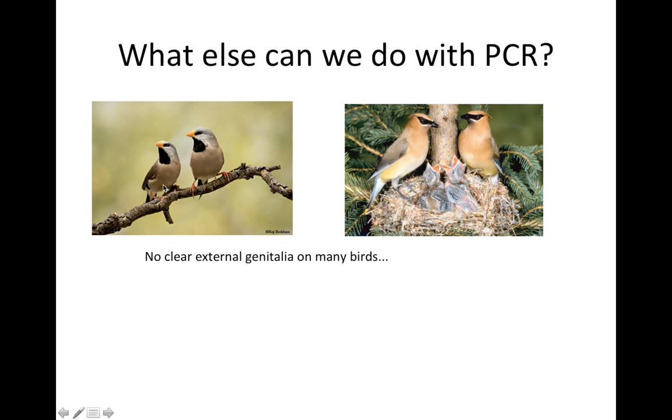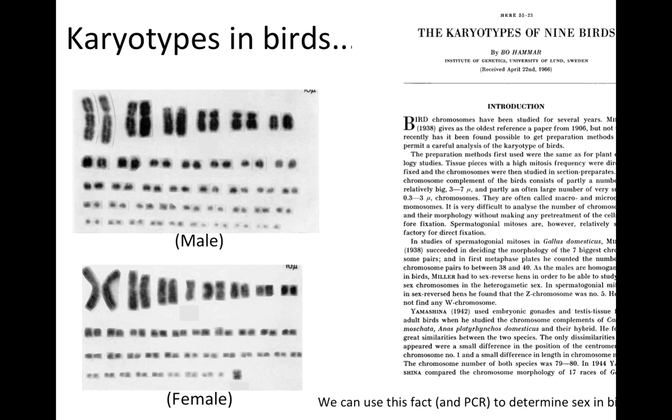So here we have a mating pair, male and female, and you can see that they look quite similar in some species, and birds do not have external genitalia, so if you're studying birds, it can be difficult to distinguish males from females. So as we learned, if you look at karyotypes in birds, what you find is that in females, there's this one big extra chromosome. This isn't as clear as it is sometimes, so don't worry too much.